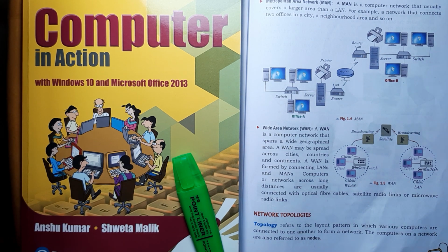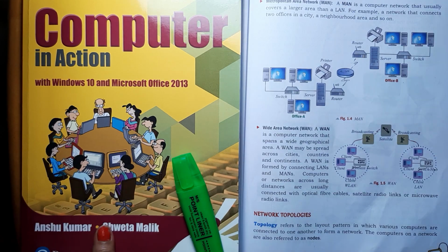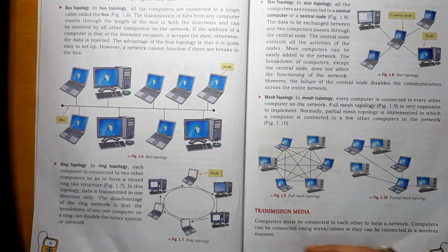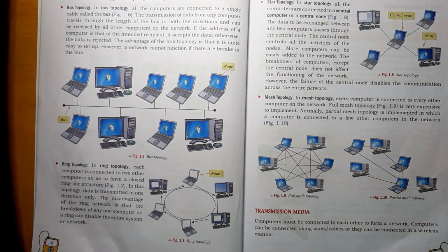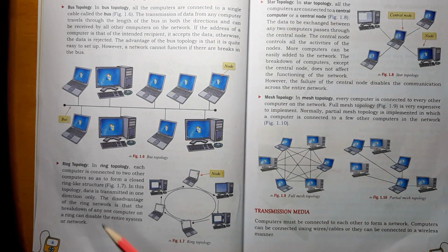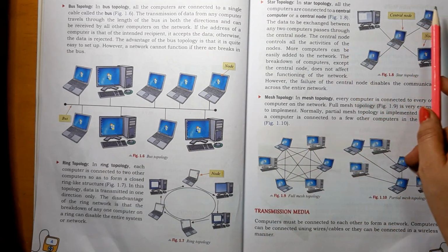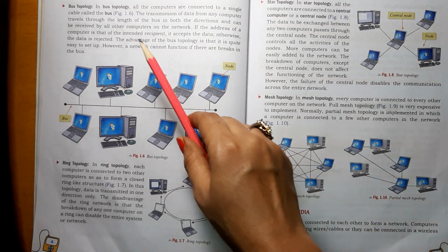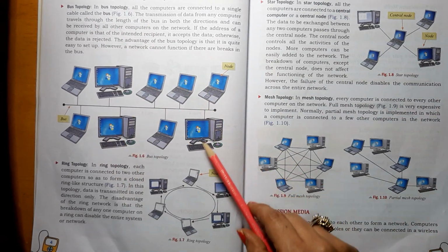Now let's go deeper to know about network topologies. Actually, there are four main types of topologies: bus topology, ring topology, star topology, and mesh topology. First, we can see the picture of bus topology over here.